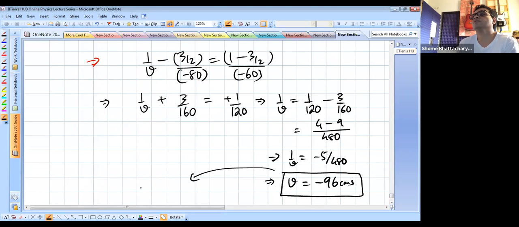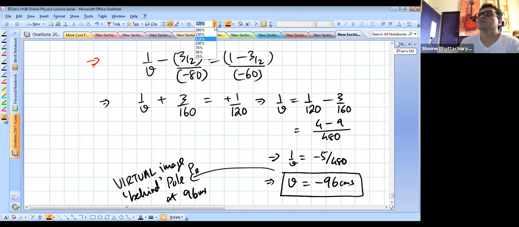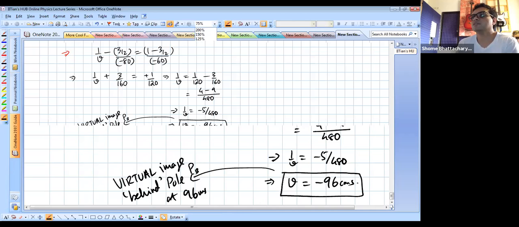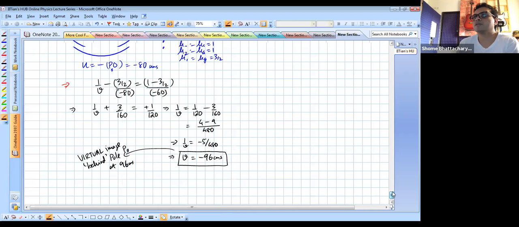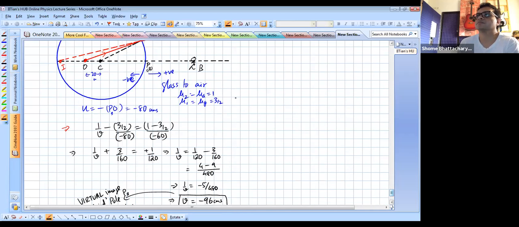That totally makes sense because again this is telling you it's a virtual image behind the pole, as seen by that observer at 96 centimeters depth. So this is the conclusion that we are getting by applying this formula to this diagram.